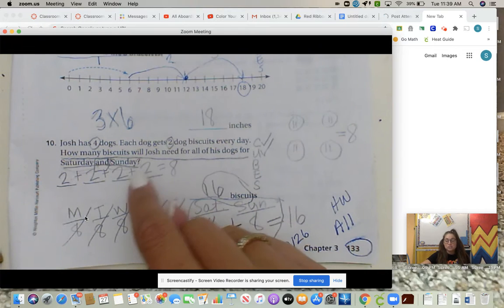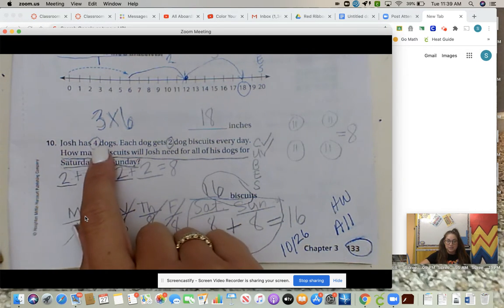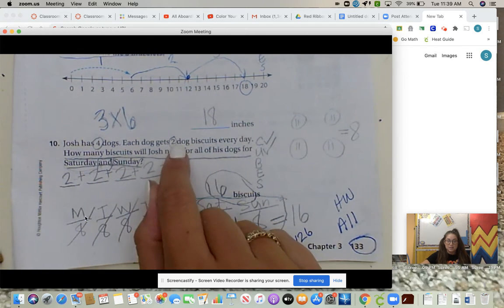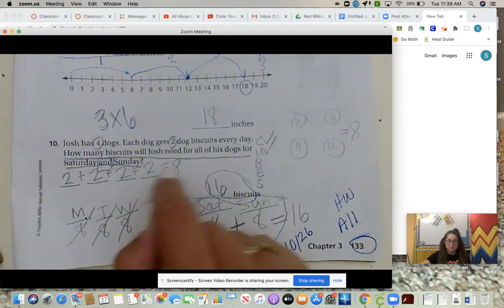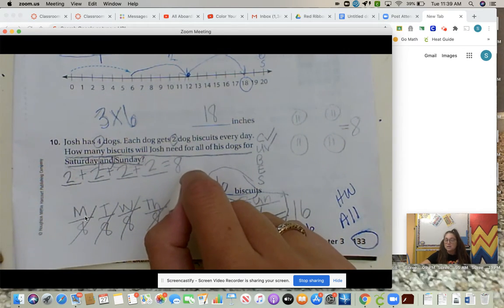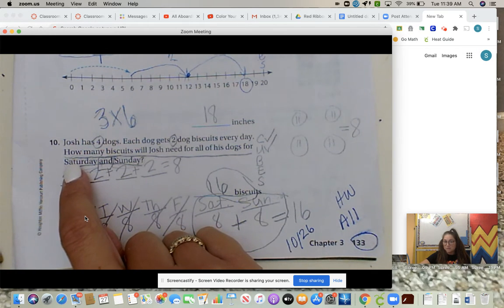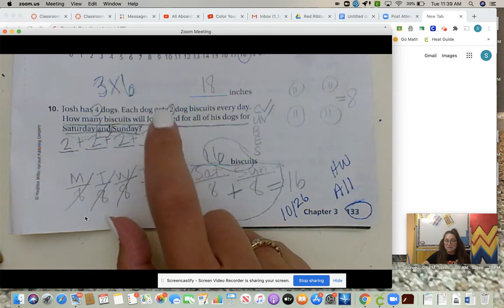I had students try it, and someone said, well, they did repeated addition. They knew there are 4 dogs, so they drew 4 lines to show the groups. Each dog gets 2 dog biscuits, so they put 2 plus 2 plus 2 plus 2, which equals 8. We're not done, though. It only wants to know how many dog biscuits he needs for Saturday and Sunday. So with 4 dogs, he needs 8 dog biscuits.